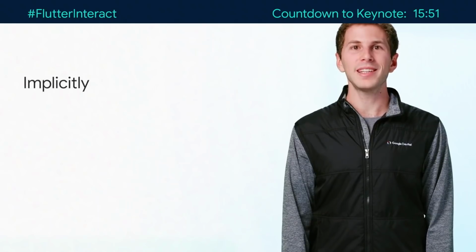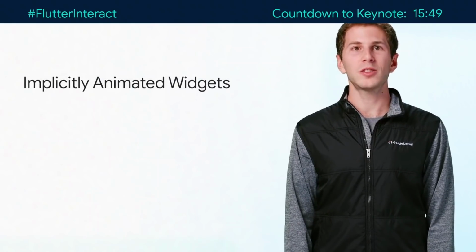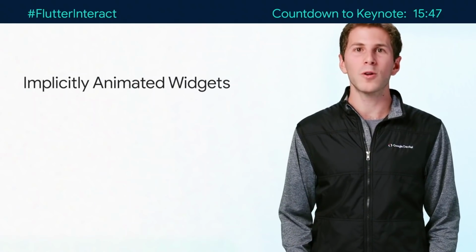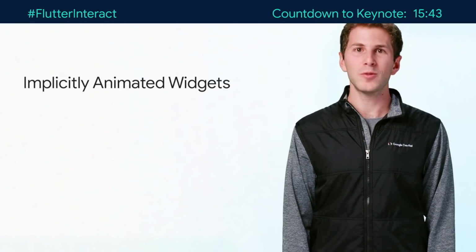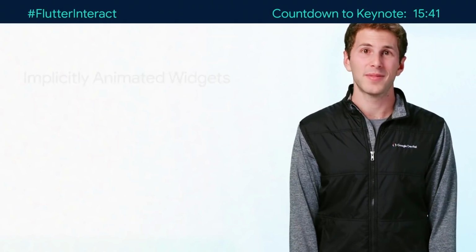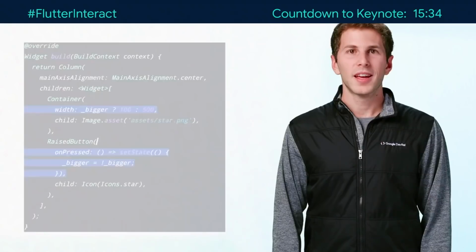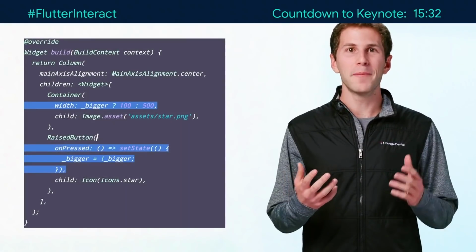These widgets are called implicitly animated widgets, and these widgets will typically be the first thing you reach for when you need to add animations to your app. They provide a means of adding animations without adding additional complexity. Let's look a little closer at how you can use one of these implicitly animated widgets to add some animations to your app. In this app, we have a container and a button.